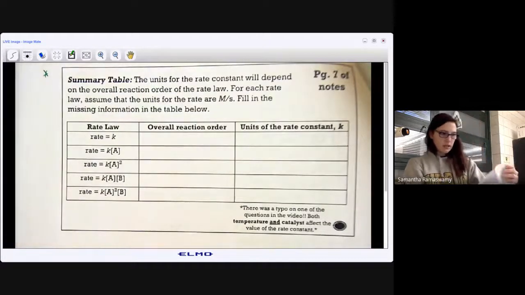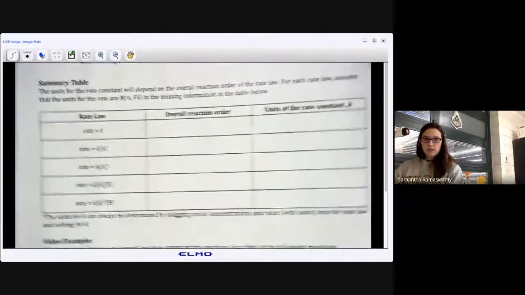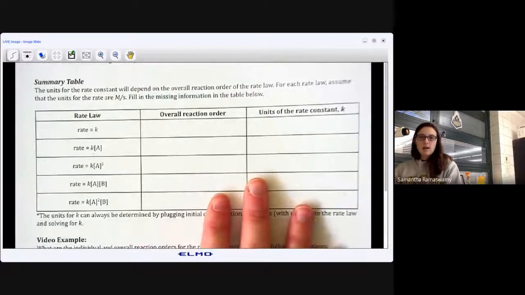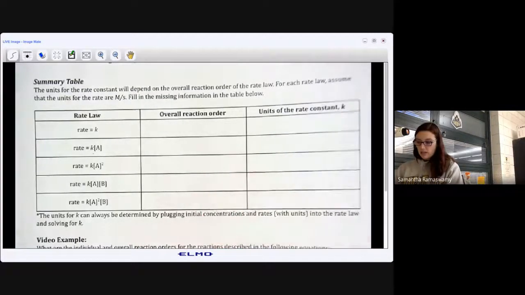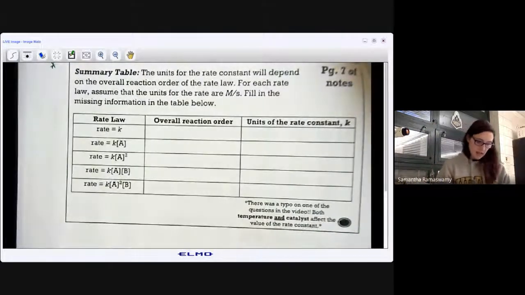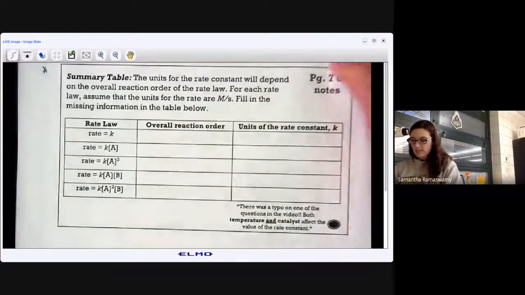I'll show you what it looks like on your notes page. All right, it's kind of right here in the middle of page 7. Right, it looks just like this. We're going to be filling this in together, and we're going to be adding extra information. So I'm going to try to answer questions that you had from the video as we go through and we fill in this summary table.